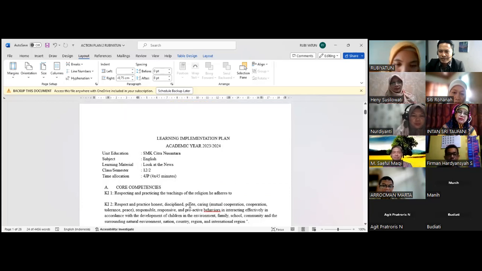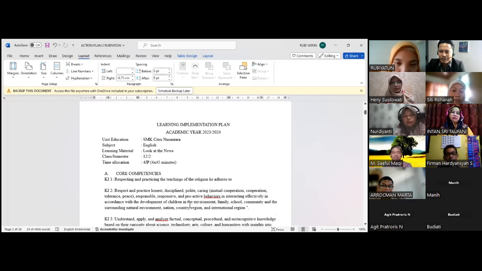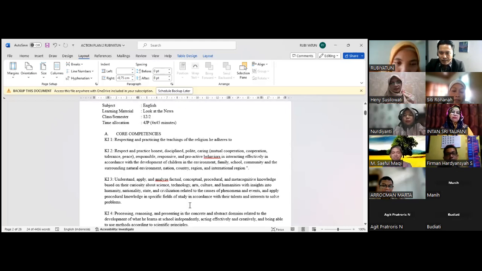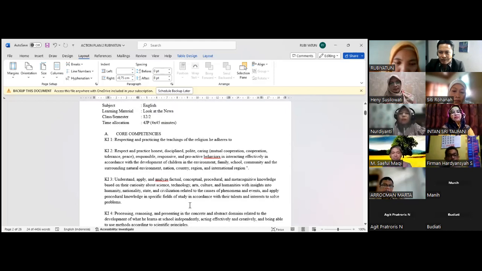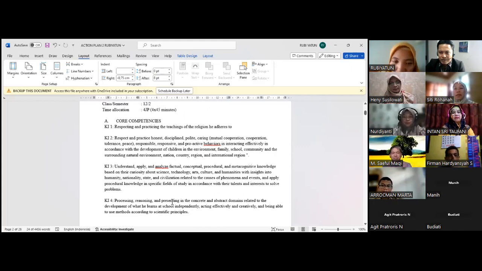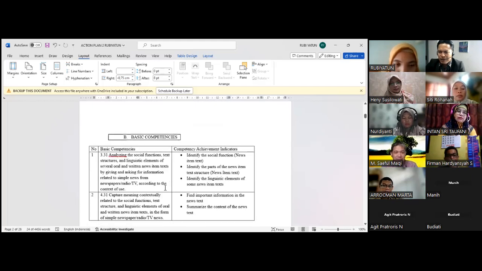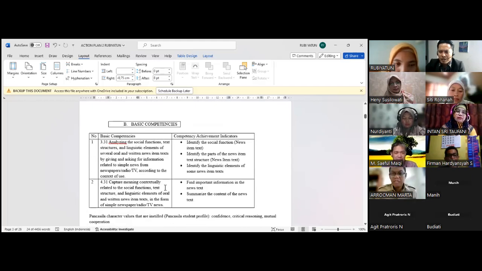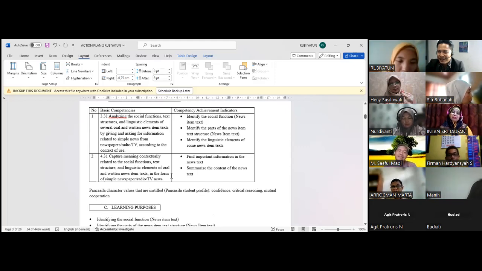Okay, so this is the Learning Implementation Plan, academic year 2023-2024. Your school here consists of vocational high school. You're mentioning core competencies, based on the K-13 curriculum, of course. Next, please. To be honest, this is a regular kind. There is no innovation, no creativity that you put into your teaching document. It is still black and white with no fun activities.